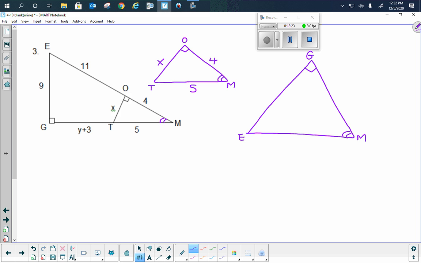Okay, so now I go and ask myself the length questions. What is the length of E to M? Well, E to M has 11 and 4. 11 plus 4 is 15. What is the length of EG? EG is labeled as 9. In the original picture, the length of G to M has y plus 3 plus 5. So y plus 8 if you combine those.